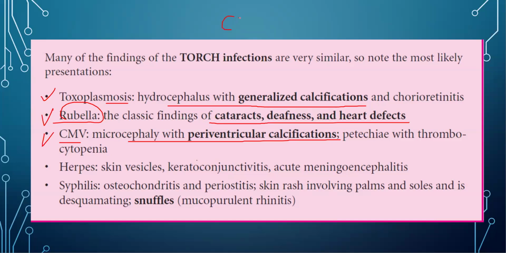So CMV, you can do a CMV serology from the blood, or you can do a CMV urinary antigen.